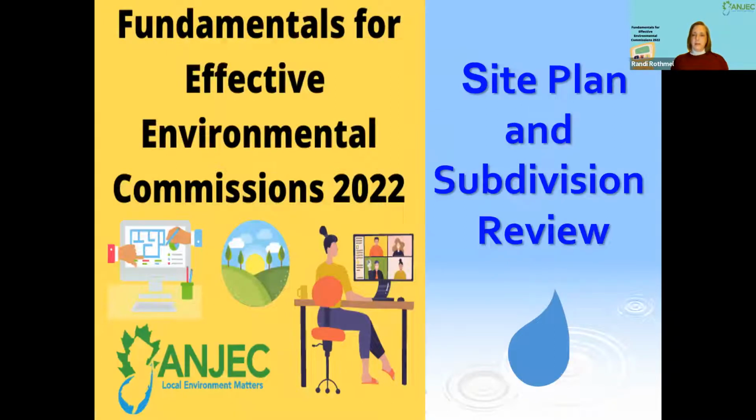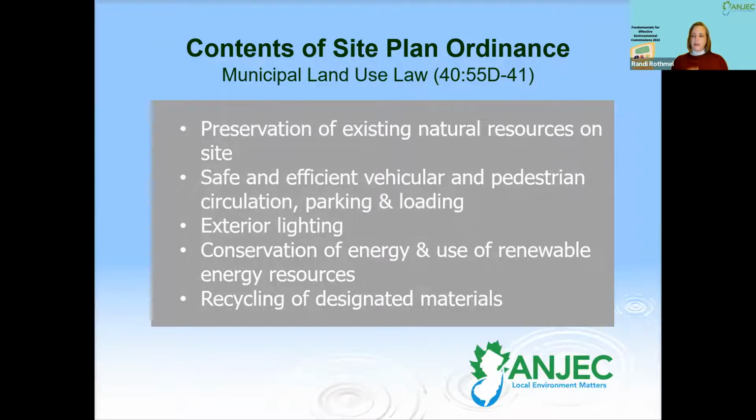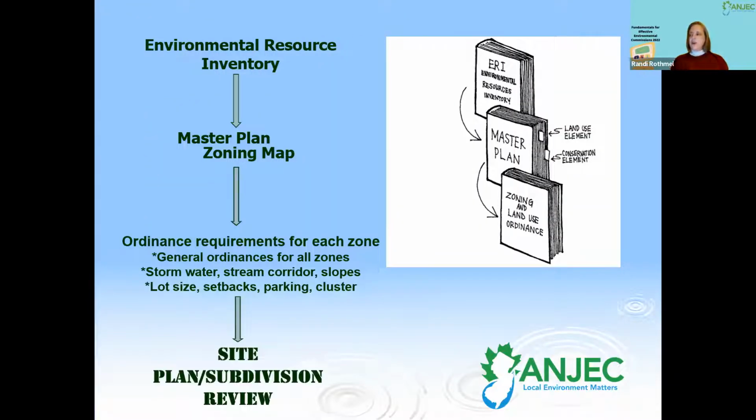So, site plan and subdivision review. If you were with us earlier this afternoon, you have seen this roadmap already. Ideally, you're going to want to start with an environmental resource inventory so that you actually know what your resources are. This inventory should then be utilized in developing your master plan and zoning maps, which then guides the development of your ordinances for your municipality. So when a developer comes in with a project, they should comply with your master plan and ordinances.